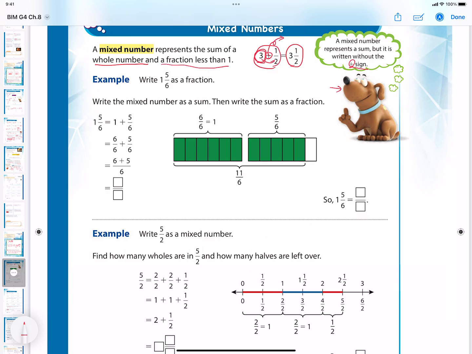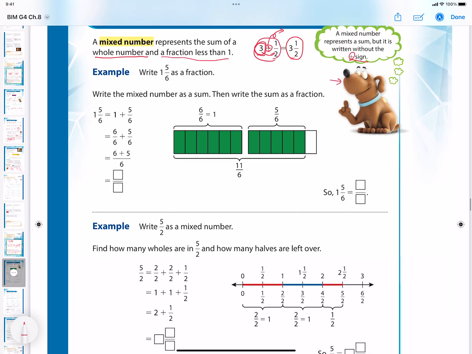Let's go ahead with the example. Write 1 and 5/6 as a fraction. Write the mixed number as a sum, then write the sum as a fraction. All right, so 1, we are going to decompose into what? 1 plus 5/6. So 1 represents 6/6, which means a pizza pie is split into 6 slices and you are taking 6 out of 6, one whole pie.